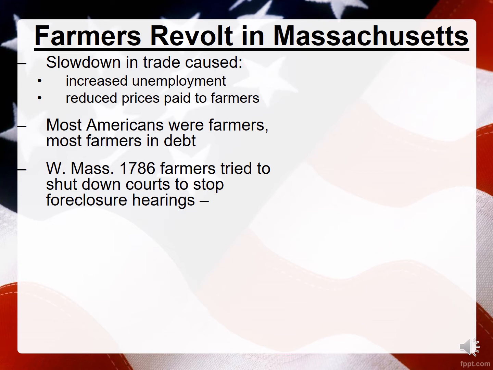So Western Massachusetts, 1786, farmers tried to shut down the courts to stop foreclosure hearings. Because they were in debt, they were unable to pay the taxes on their farms. Many of them were unable to pay the notes on their farms. And so what was happening? The courts were then foreclosing and taking over their lands and their farms, and this was reaching a point of desperation for the farmers.